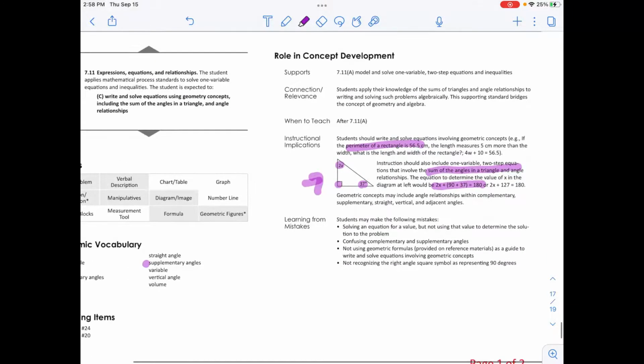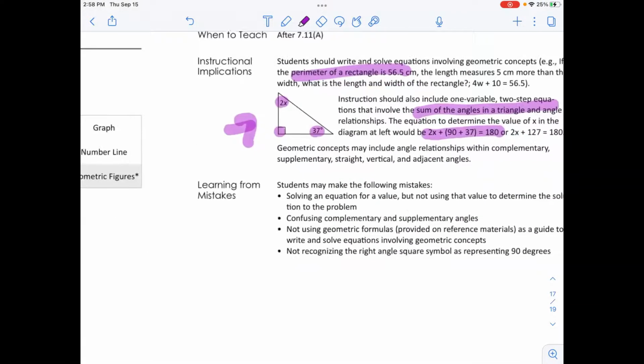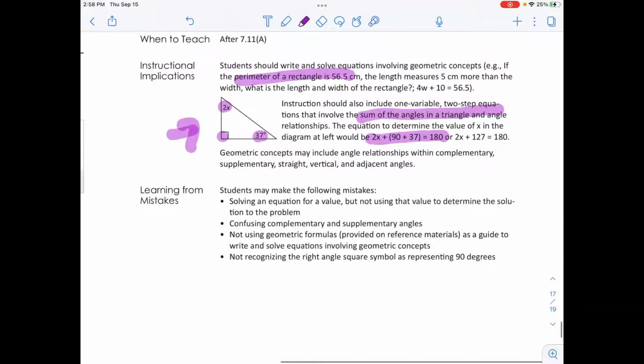Some of the misconceptions that students can have: they can definitely solve the equation, but then not plug it back in to find the solution to the problem. And I'll show you that. They can confuse complementary and supplementary angles, and that's why I said that vocabulary for this one is really important. They can also not use the formulas that are provided on the reference materials and just disregard that. And then sometimes they cannot recognize that the 90-degree angle is represented by that square symbol.